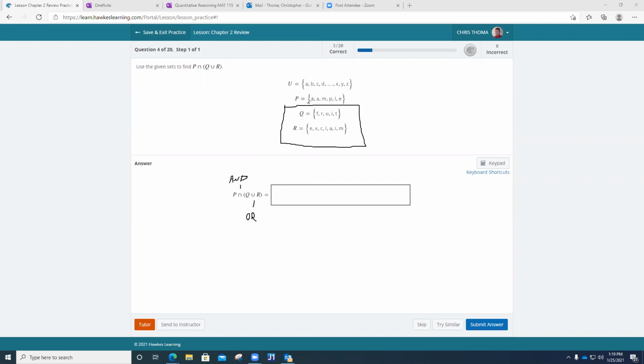I have an S, so I see an A and an A. I see an M and an M. I see no P's. I see an L and an L and an E. So it looks like the only thing they have in common is A, L, M, E.